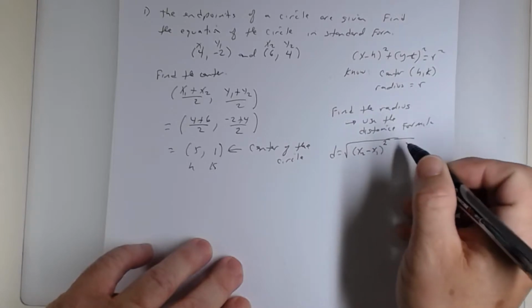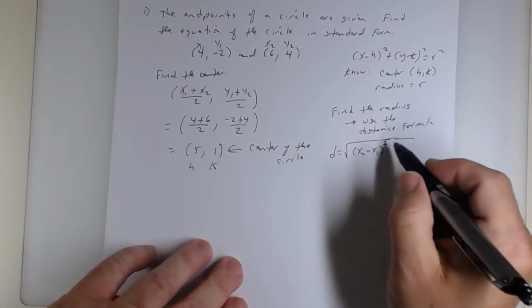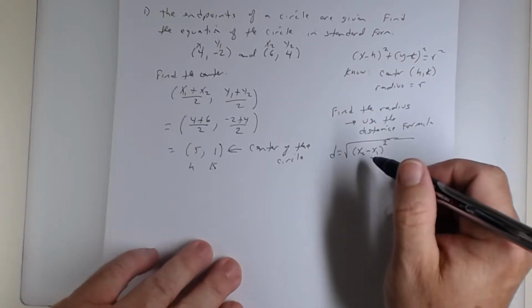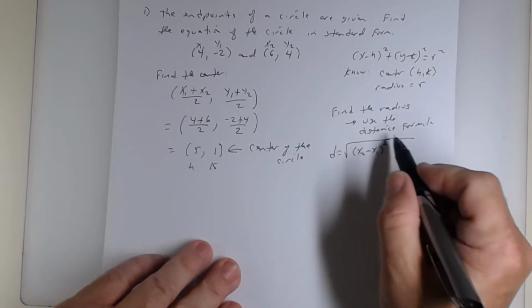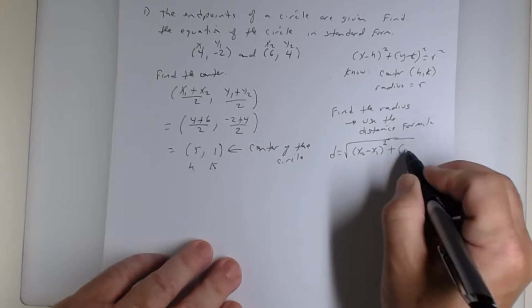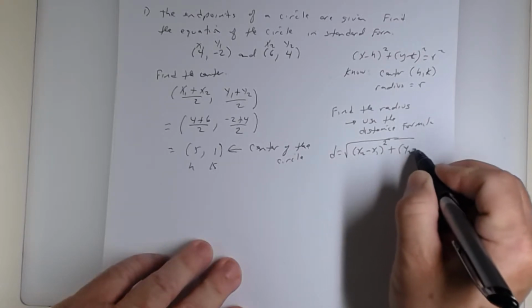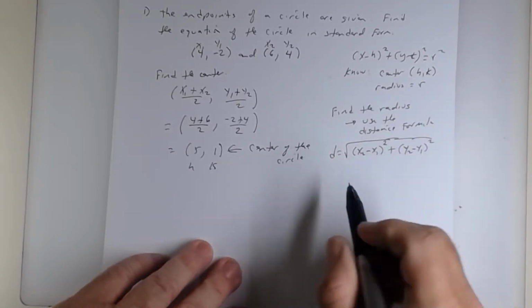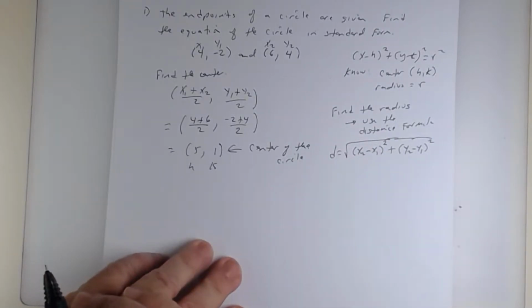Squared. So remember, the distance formula comes from Pythagorean's theorem. Remember that in Pythagorean's theorem, in a right triangle, you square the legs. So that's where the squaring comes from. So plus, and then you subtract the y-coordinates, right? And I square those. And then I take the square root. Okay?